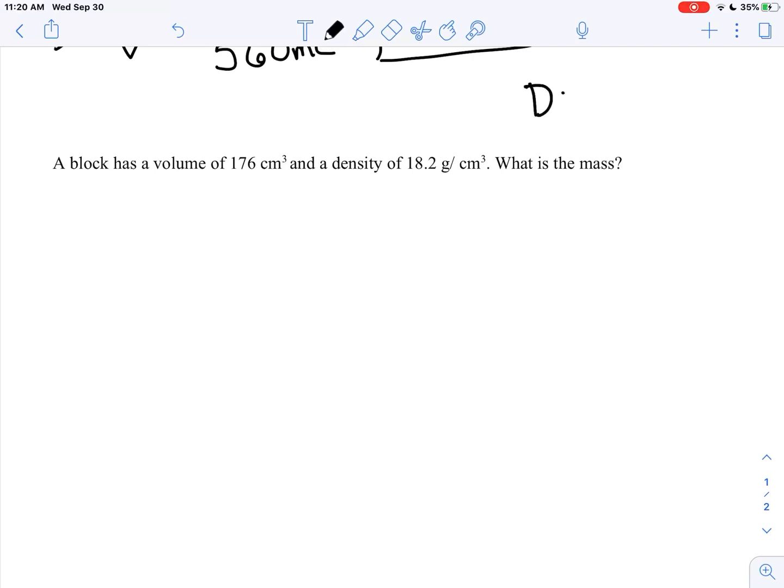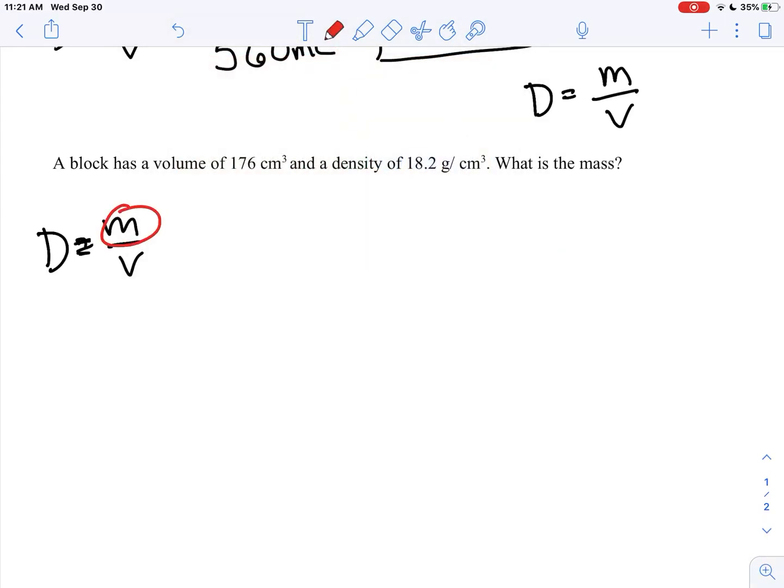So for those of you who do want to see another problem done, this is our density formula, but you notice this question is a little different. It says a block has a volume of 176 centimeters cubed and a density of 18.2 grams per centimeters cubed. What's the mass? So this time we're looking for the mass. So we're still going to use this formula, but we're going to manipulate it. I want to solve for m.